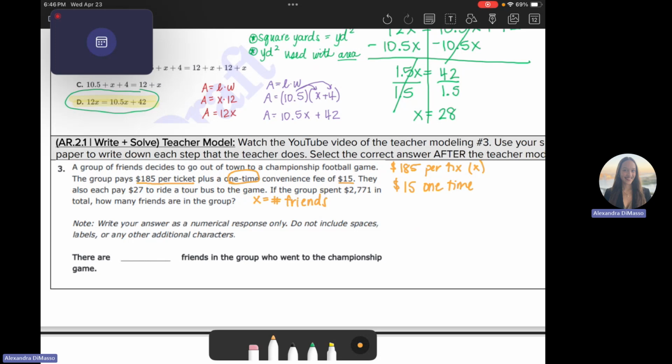They also paid $27 to ride the tour bus, and it says each person pays $27. So if it's each person, again, that's kind of like a per. So it's $27 per person in order to ride the bus. So again, that's going to be a multiplication. So notice it's always multiplying, or really you're saying a one-time fee. In total, the group spent $2,771. So I know that when I write my equation, I want to set it equal to that total amount.